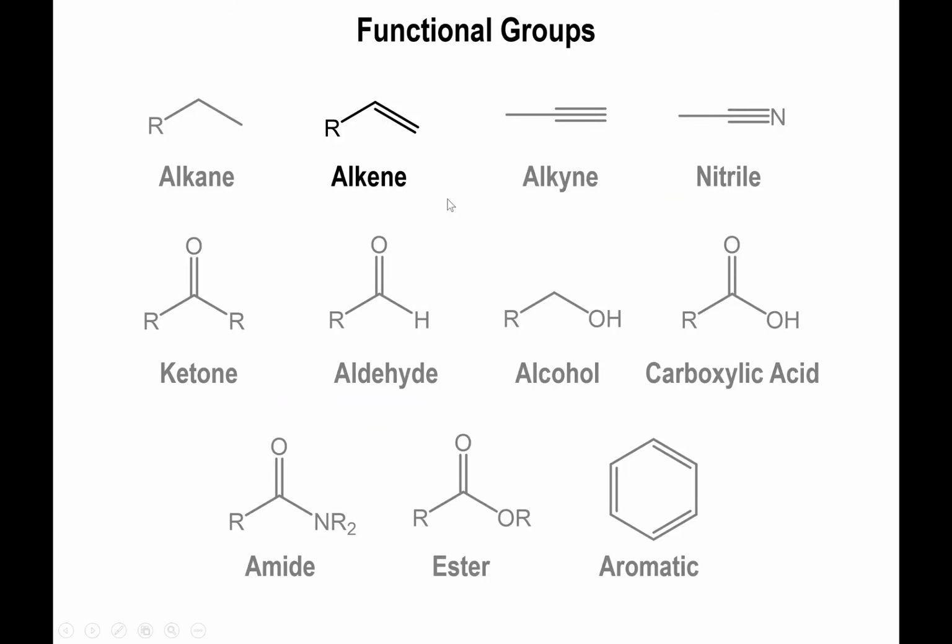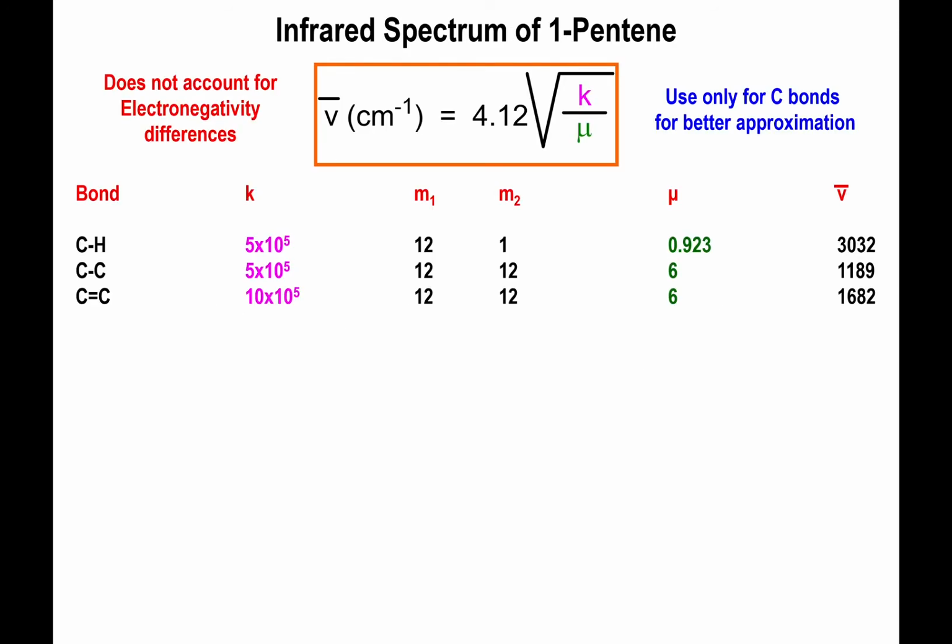So let's take a look at the alkenes and see what happens with this particular functional group. Now, based on the formula, we expect that carbon-carbon double bonds are going to fall roughly in the vicinity of 1600.